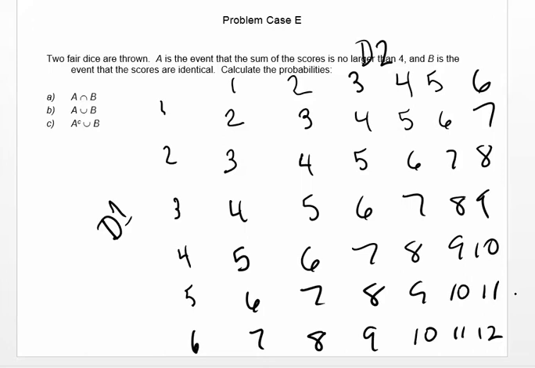12 being that I scored a 6 on die 1 and a 6 on die 2. And that's where those numbers come from.